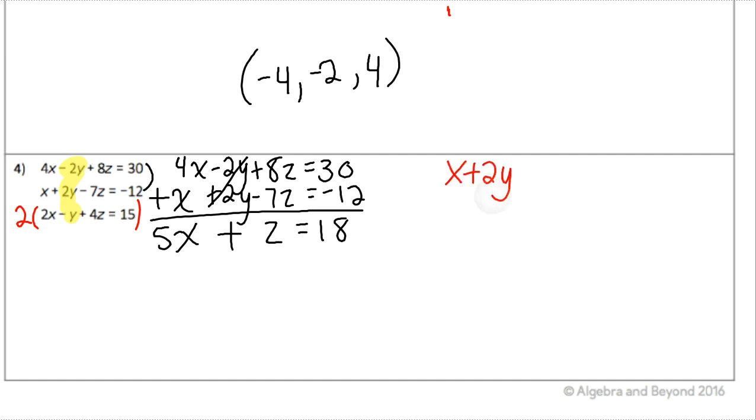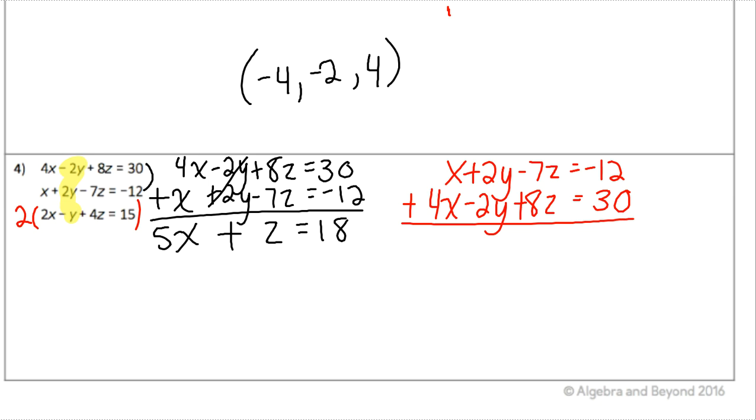So I have x plus 2y minus 7z equals negative 12. And now when I multiply that bottom one by 2, I'm going to get 4x minus 2y plus 8z equals 30. Now I can eliminate those y values by adding these equations together. I get 5x plus z equals 18. Now I've got two equations with two variables, so I'm going to use them to eliminate.